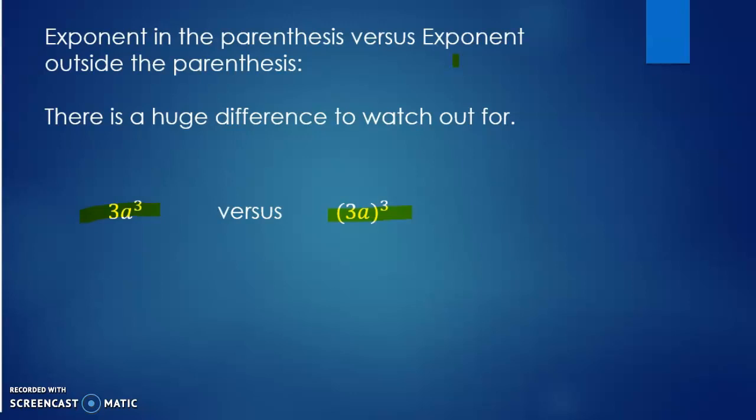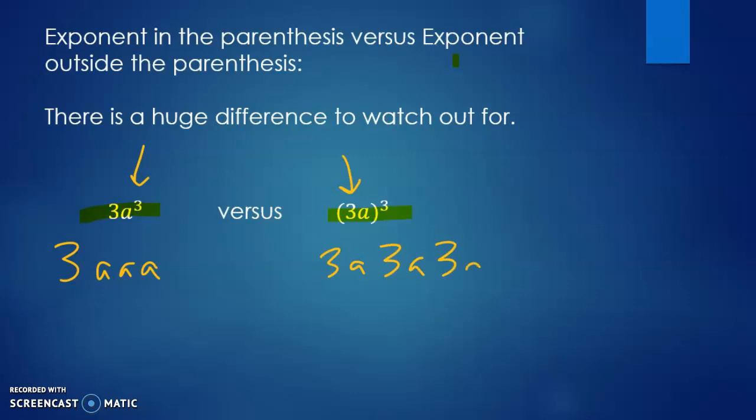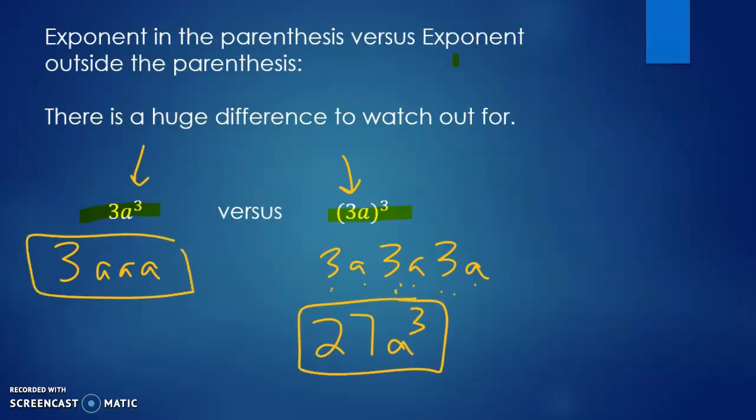In this first example, this 3 is attached only to the a. So that is 3a, that's expanded out. This one is a rubber stamp of 3a, 3a, 3a, which is 3 times 3 times 3, which is 3 times 3 is 9 times 3 is 27. An a, an a, and an a is a to the third. They are vastly calculated different.